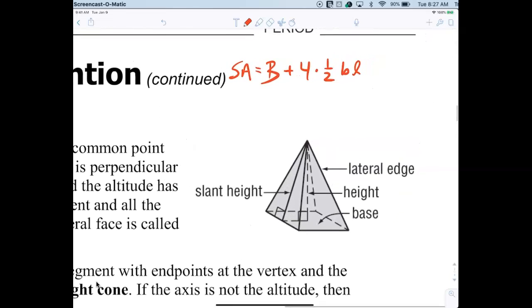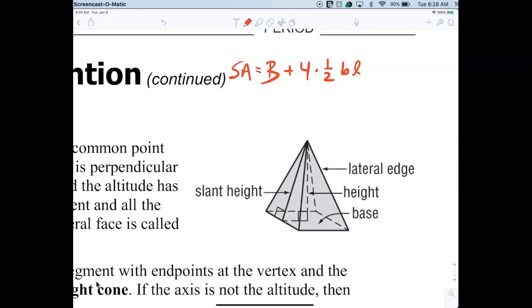Do you have to know that formula, really? In my opinion, no, because you just count the number of triangles and you know how to find the area of a triangle. You know how to calculate the area of the base. So again, I'm not even saying it's necessary to memorize the formula. I'm just showing you how they come up with the formula.